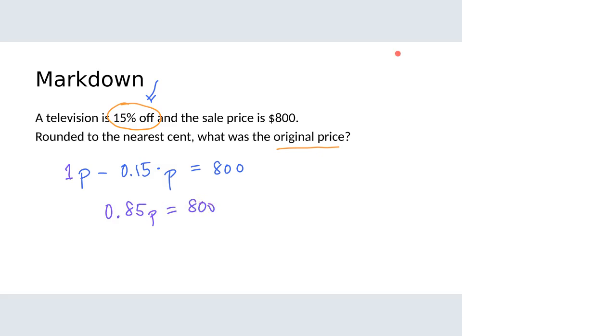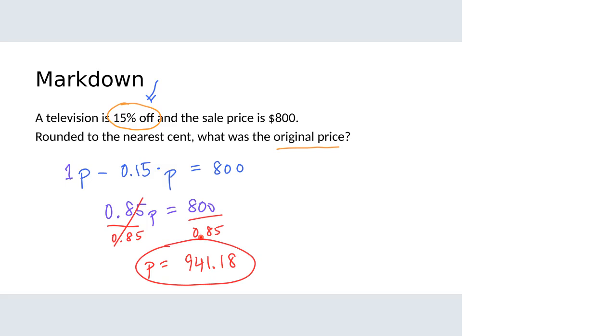And to get the original price, we'll divide both sides by 0.85. And we get P is 800 divided by 0.85. Oops. $941.18. And I went ahead and rounded that to the nearest cent. Let me know if you have any questions on that one. Very much like markup, except we subtract because we're marking down. Okay.